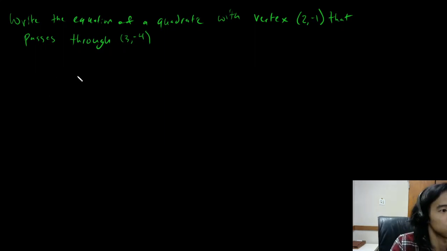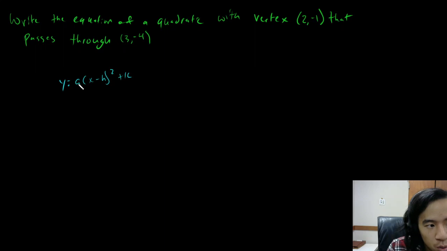So what is vertex form? Just to remind you, that's y is equal to a times (x minus h) squared plus k. So remember, (h, k) is the vertex, and then we have to figure out what a is. To figure out what a is, we're going to use this point (3, -4). So what does that look like?